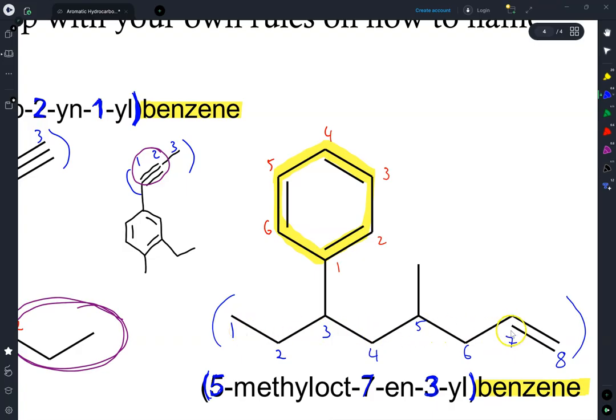For the branch, they chose to count from left to right because the attachment site to the parent chain is more important than the double bond or the branches, so 3-yl is the lowest possible number I can give to the attachment site.